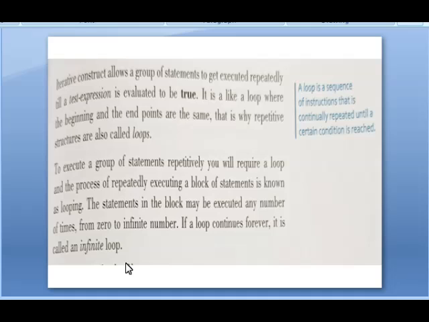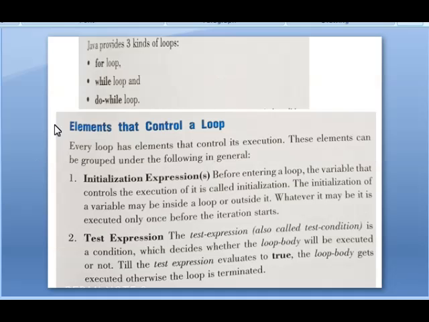So if a loop is repeated till the condition is true, that is an iterative loop. If the condition is never going to finish, that is, from 0 to an infinite number of times, it is called an infinite loop. Java provides three kinds of loops: the for loop, the while loop and the do while loop.